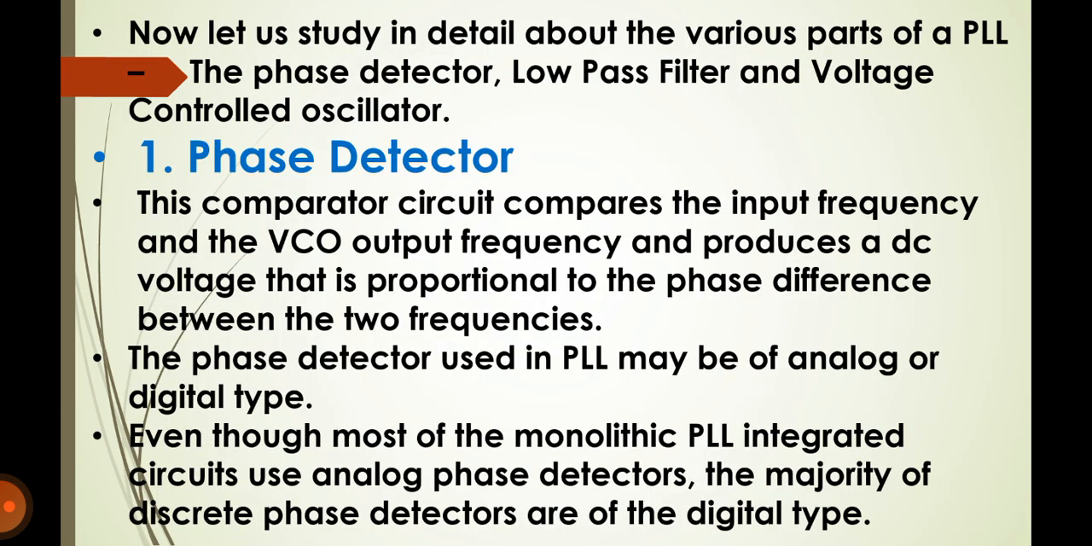Now let us study in detail the various parts of the phase locked loop, that is the phase detector, low pass filter and voltage controlled oscillator. Phase detector: this comparator circuit compares the input frequency and the VCO output frequency and produces a DC voltage. The phase detector used in a phase locked loop may be of analog or digital type.